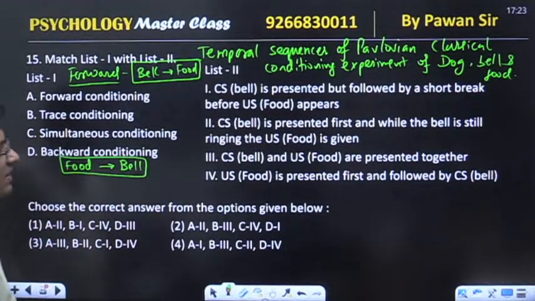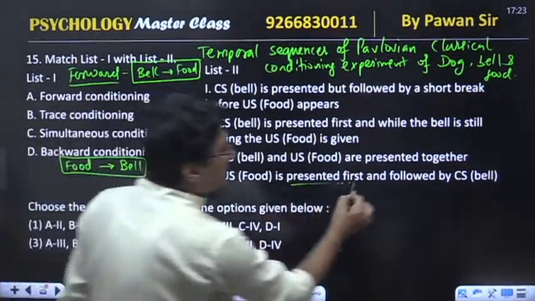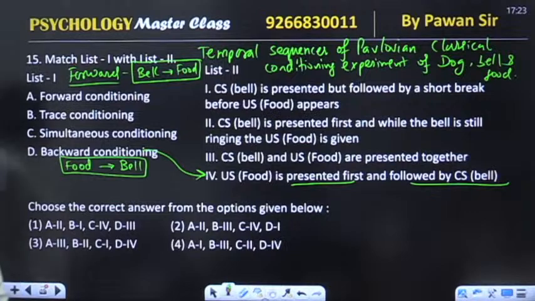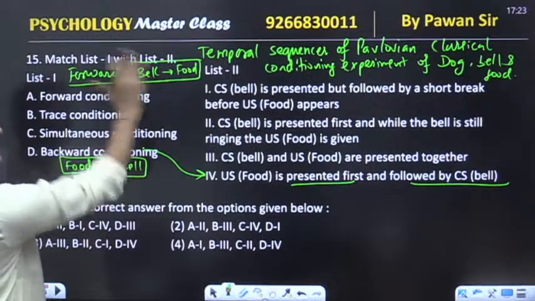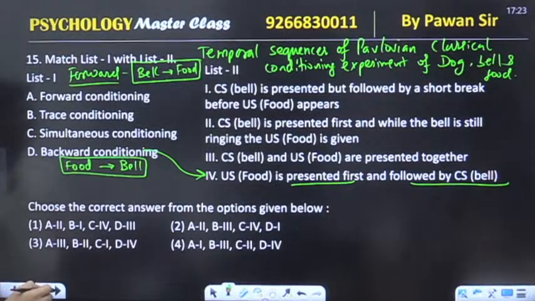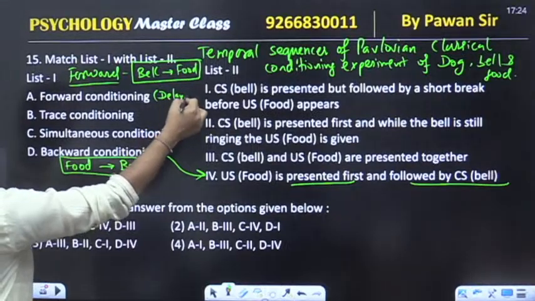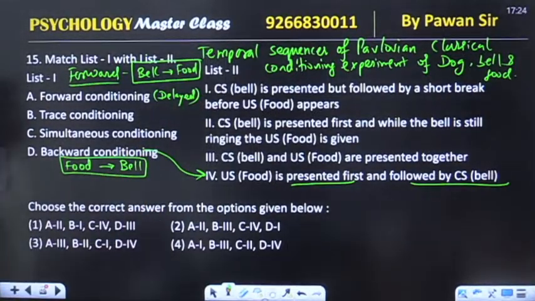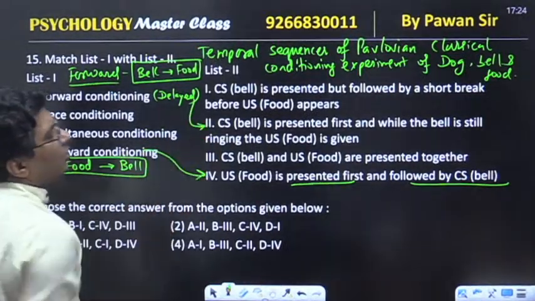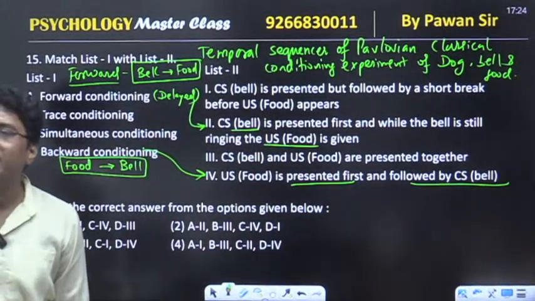So backward conditioning is first food and then bell, that is food is presented first and followed by CS, that is backward conditioning. And when we talk about the forward conditioning, bell and food, bell should be initially presented, not the food. If food first then bell, then it is backward conditioning. So it is of three types. First one is the forward conditioning, also called the delayed conditioning, where when the bell is ringing, it is followed by the food, which is the experiment by Pavlov.